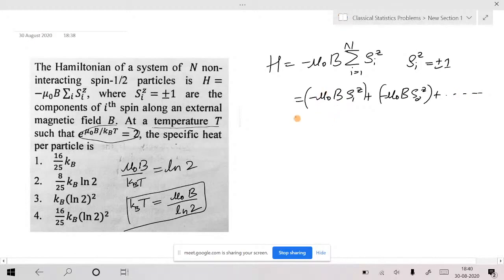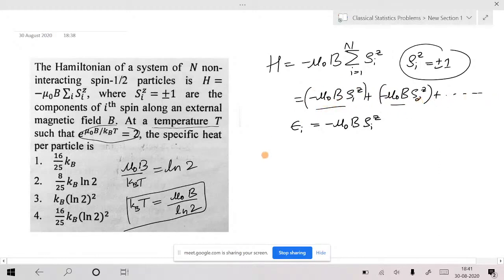When you see one of these energy terms, I'll write it as E_i, which is equal to minus mu naught B S_i^z, the energy of the ith particle. Now look at here: this has got two possible energies. When you put S_i^z equal to plus or minus 1, E_i has two possible energies. Now I'm not going to write it as E_i, because all particles have the same energy levels, isn't it? This is the energy of the first particle, the energy of the second particle, and so on. So all particles have the same energy, and energy is additive.